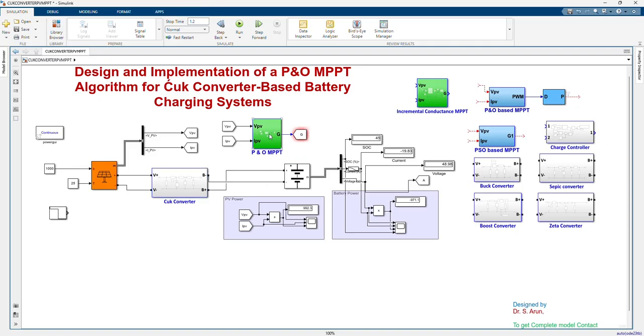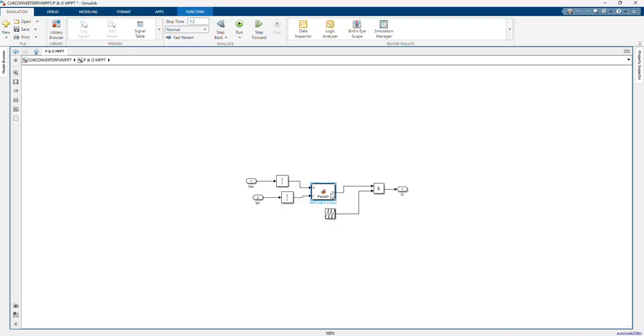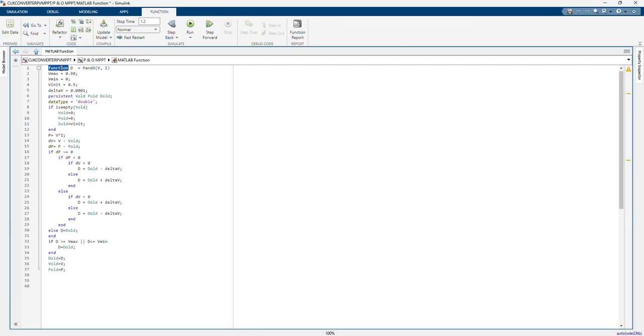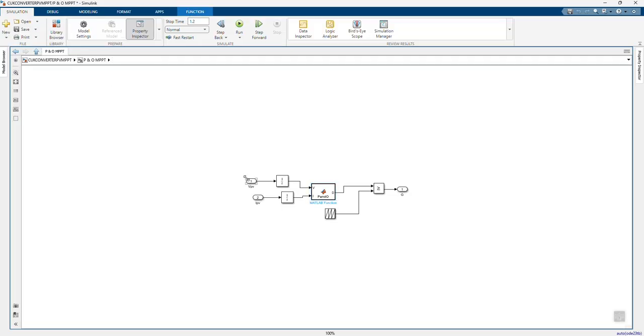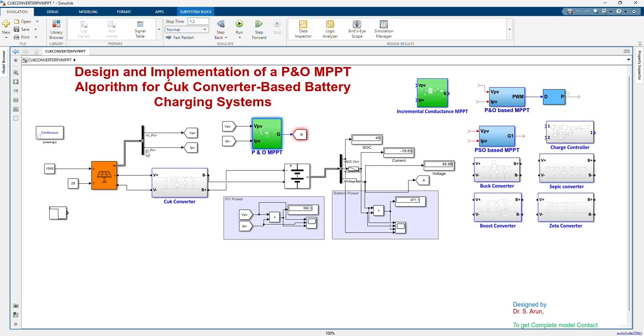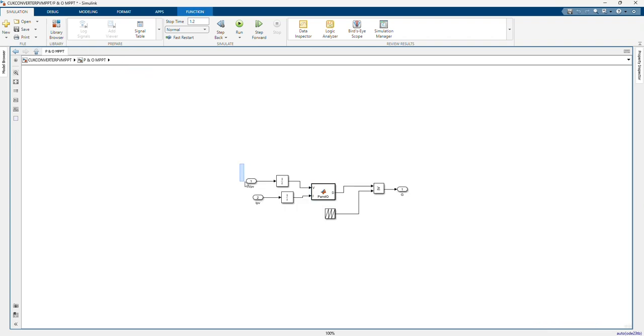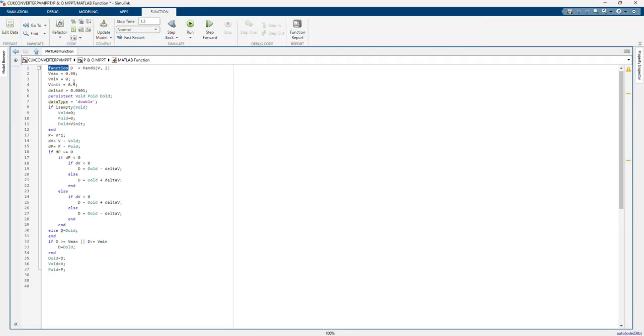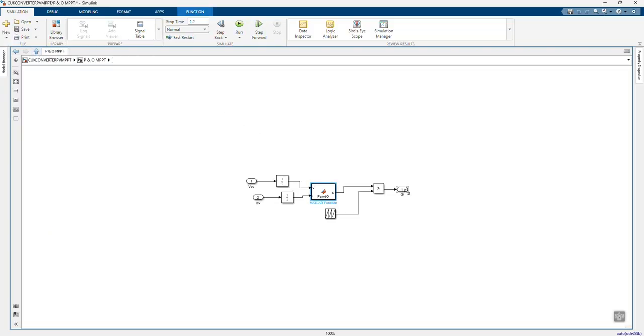Okay, then this one is the P&O algorithm. We already discussed how it works. Here we take the voltage and current from the PV panel, VPV and IPV, and they are given as the inputs of the P&O algorithm. So there are two inputs, V and I. Then we will get the convergence value, and the final output is D. That D will be connected to the gate pulses G.